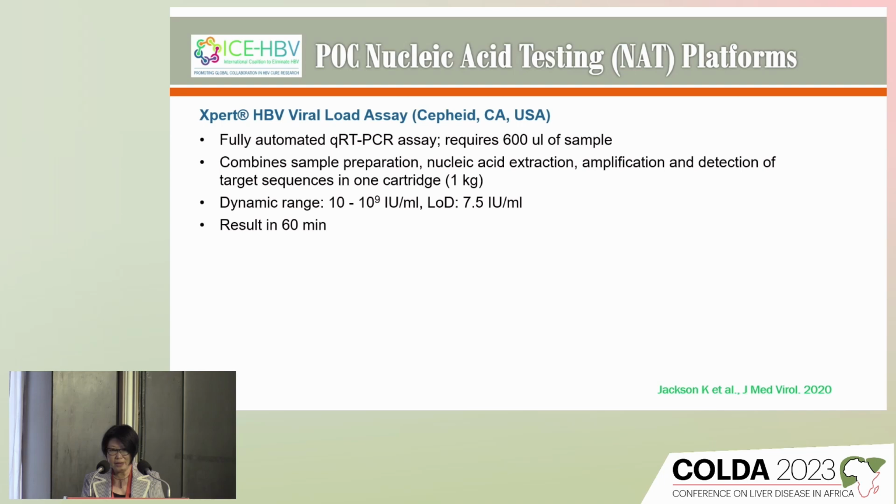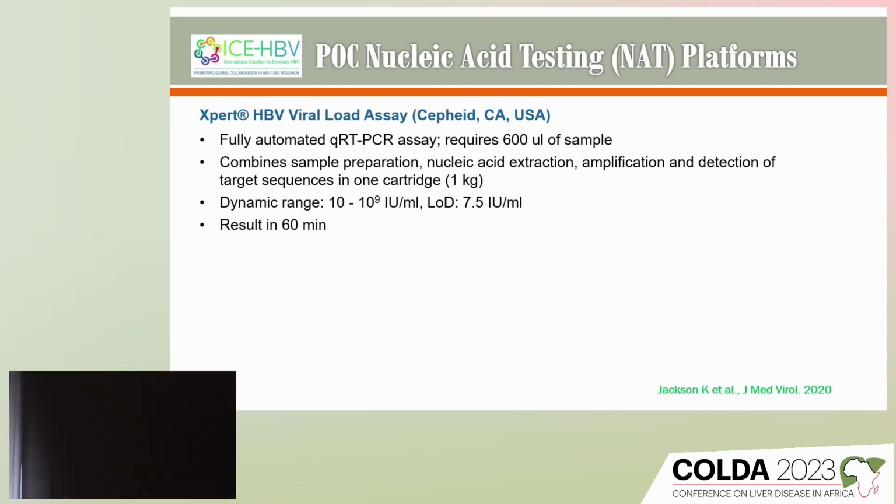What about point-of-care assay for HBV DNA? The Xpert HBV viral load assay was developed for point-of-care use. It is a fully automated PCR assay which requires only 600 microliters of blood sample. It has a very good dynamic range of 9 log, and its limit of detection is 7.5 IU per ml, which is very similar to the standard of care PCR assay, which is about 10 IU per ml. And the results can be available in 60 minutes.